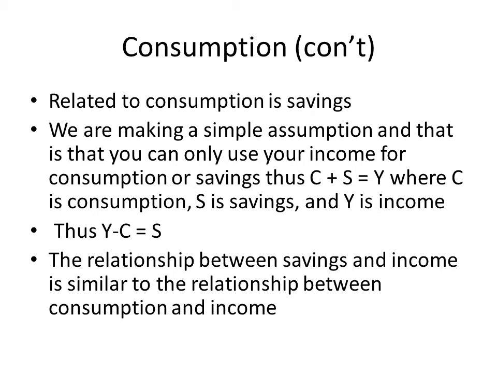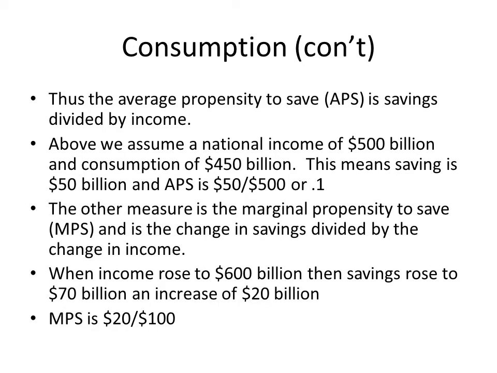Related to consumption is savings. We're making a simple assumption, and that is that you can only use your income for consumption or savings. Thus, C plus S equals Y, where C is consumption, S is savings, and Y is income. We always use Y for income. Can't tell you why. Thus, Y minus C equals savings, or income minus consumption equals savings. So the relationship between savings and income is similar to the relationship between consumption and income.